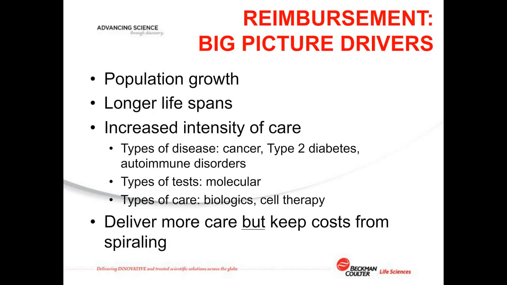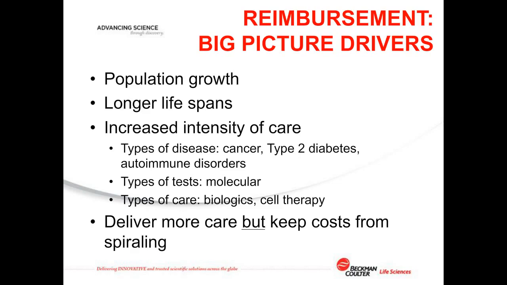So why are we doing this? Why are we limiting access? Why is it that people that pay for testing are so concerned about reimbursement? And it turns out, of course, that there are big picture drivers behind this. We are seeing worldwide population growth.